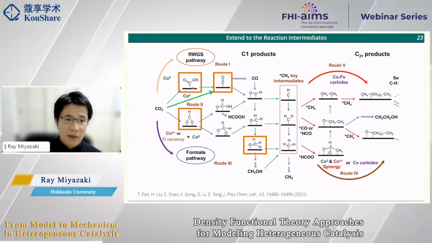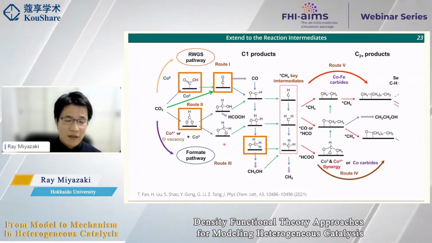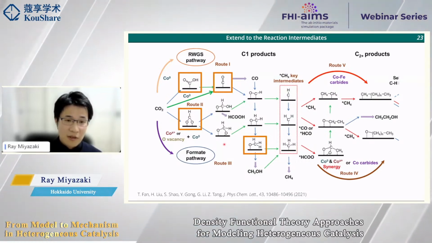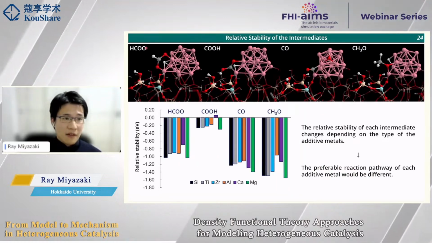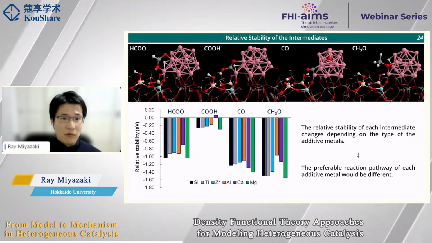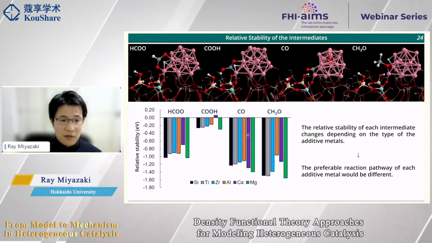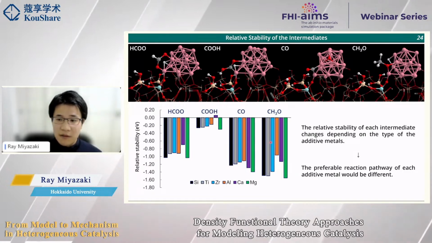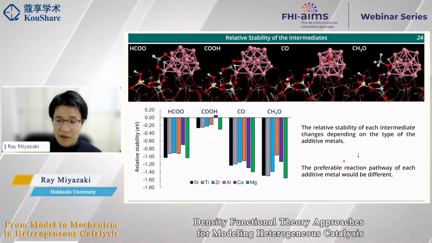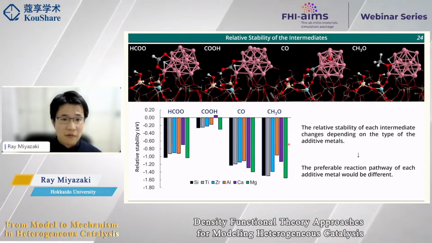And then I picked up those 4 key intermediates, and I investigated the adsorption energy or relative stability of those key intermediates onto each cobalt model. And like this, I put the formate, COOH, CO, and methoxy on the additive metal models. And as you can see here, the relative stability of each intermediate is quite different depending on the type of additive metal. That means the preferable reaction pathway of each additive metal would be different. That is a very important result.